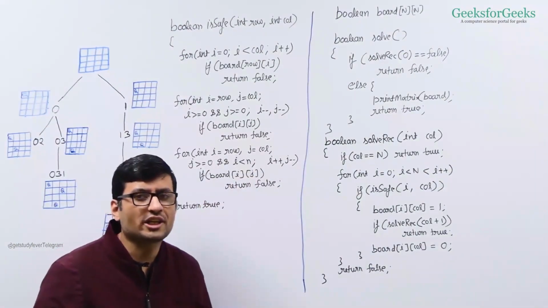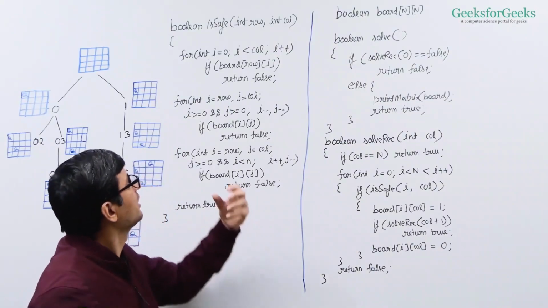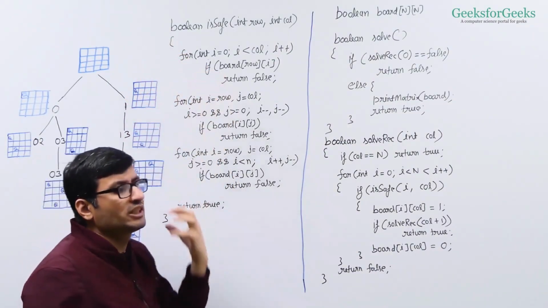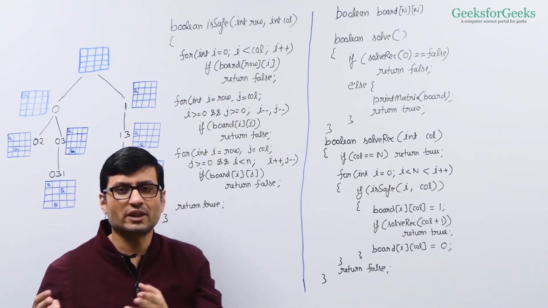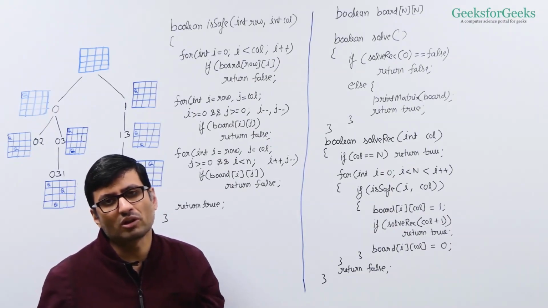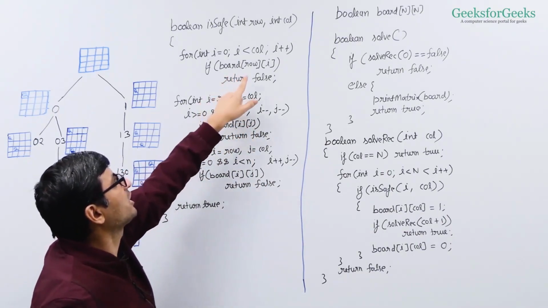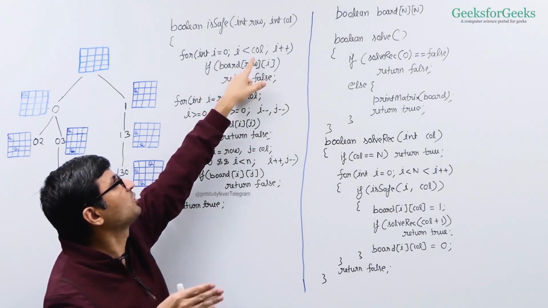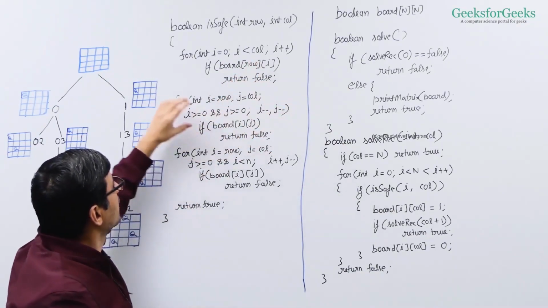And how does it check if the queen clashes with any of the previously placed queens? It checks for the current row. Have we already placed any queen in the current row? Please note that we are anyways placing queens in different columns, so we do not need to check for column. We only check for the previously placed queens in the current row, and we check in the previous columns because we have not placed any queen from this column to the last column, right?